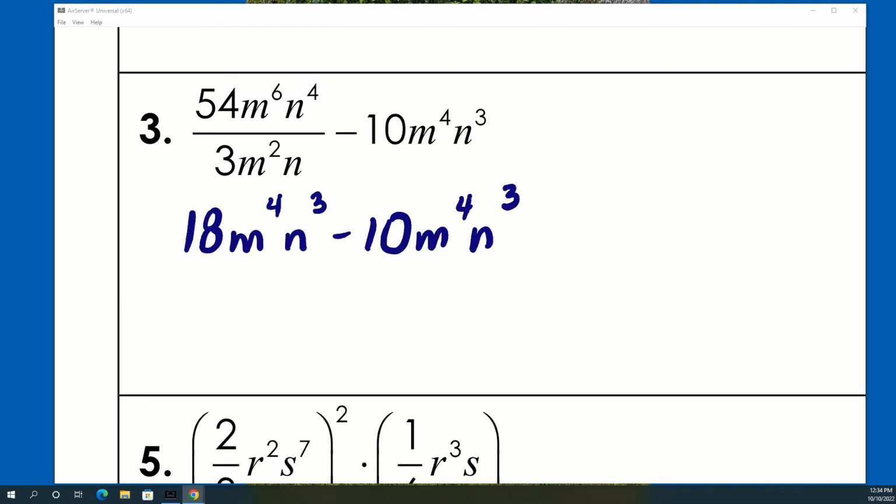And then we're not going to talk about adding and subtracting until tomorrow, actually, but we're going to get a little sneak peek today. You can only add and subtract like terms. Are these like terms? Yeah, they're both m to the fourth, n to the third. So we have 18 of those minus 10 of those. It should give us 8 of those things.